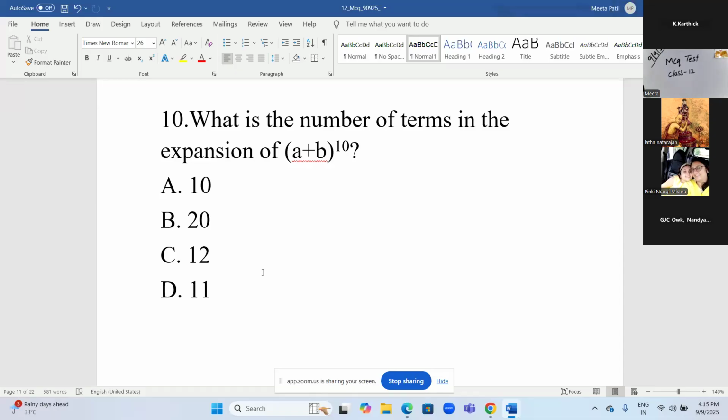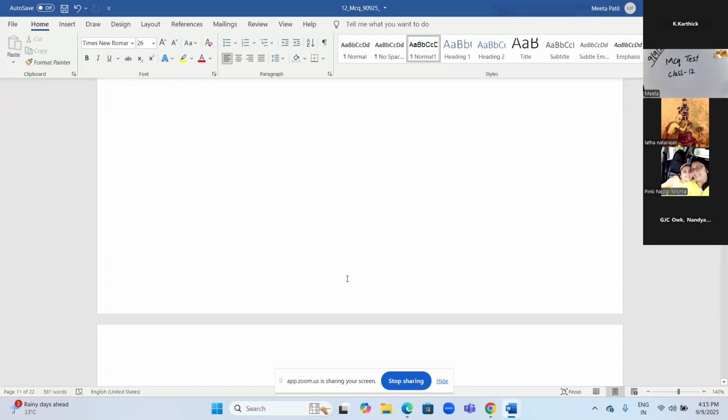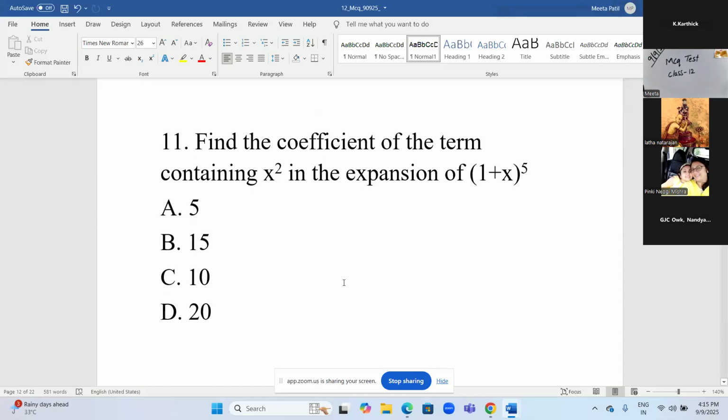Okay, students. So we are moving for the next question now. So your 11th question is, find the coefficient of the term containing x square in the expansion of (1 + x) power 5. Here you have the options as option A 5, option B 15, option C 10, option D 20.